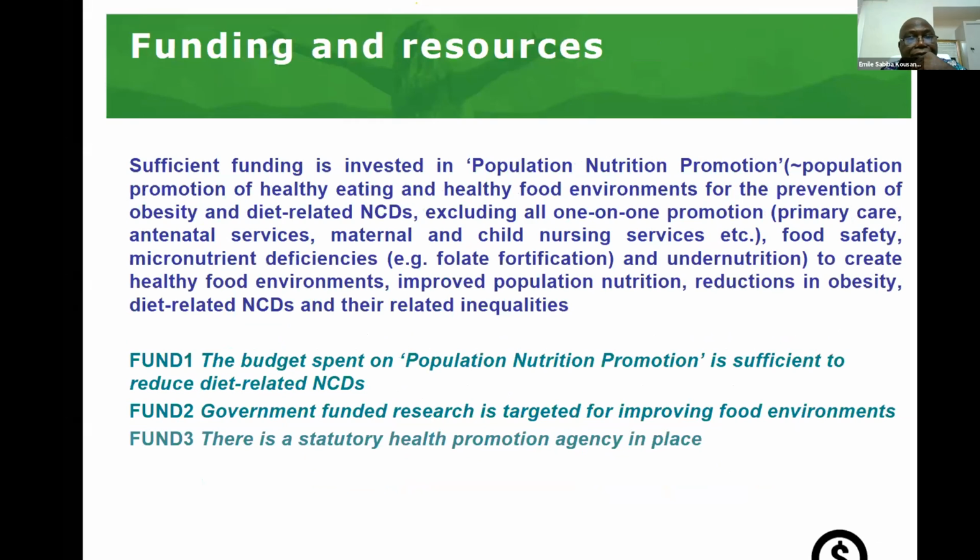Funding and resources, that's a complex domain, especially when you look for evidence, because it often requires putting in an official information request to the government to get those figures, as they are often as such not publicly available. So, but nevertheless, one of the indicators is looking whether the budget spent on population nutrition promotion is sufficient to reduce diet-related NCDs. So here you often put the budget against the burden of diet-related NCDs in the country.